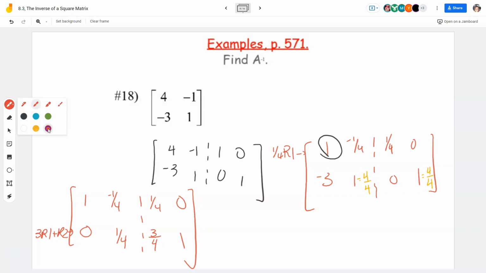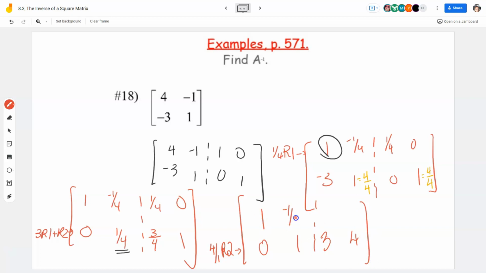How do I progress to the second column? Make that into a 1 by multiplying by the reciprocal, 4/1. It will always work. I know it's 4, but I'm just following that reciprocal idea. 4/1 times 0, 4/1 times 1/4, 4/1 times 3/4. Nice, 4/1 times, cool.